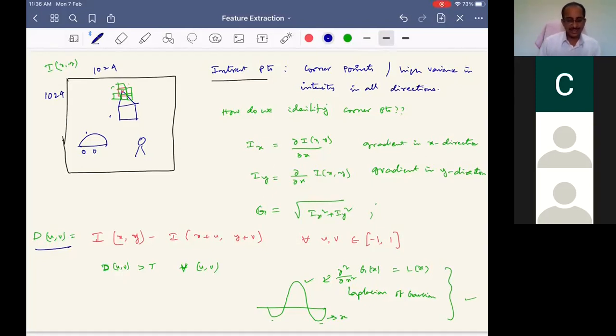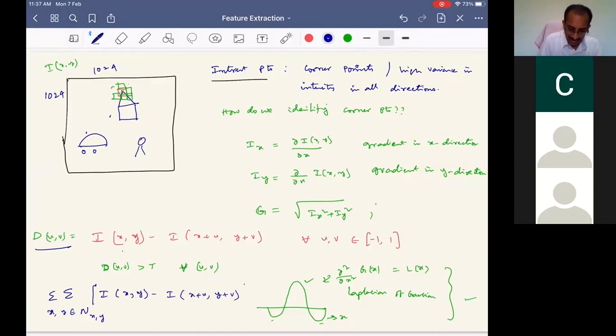Now the next question comes. I have to do this operation at all points, and do we see the difference only with respect to the pixel or with a patch? If I want to take a patch around this point and find the difference, or I just take I of x comma y. Or instead of taking I of x comma y, should I take a summation over the neighborhood of x comma y? Neighborhood of x comma y means what? It's a patch. For all these, I take I of x comma y minus I of x plus u comma y plus v.